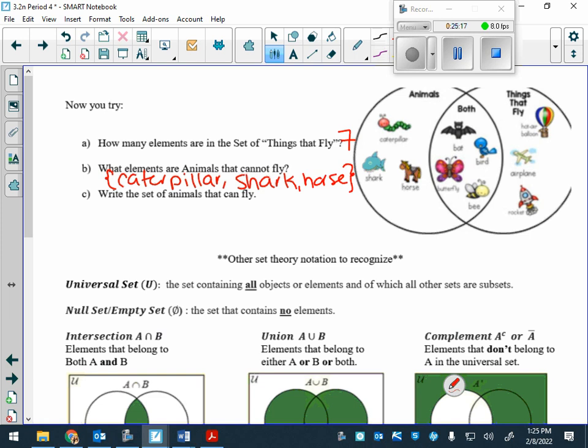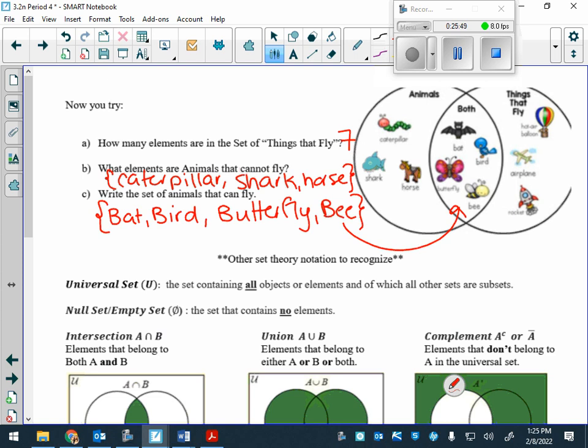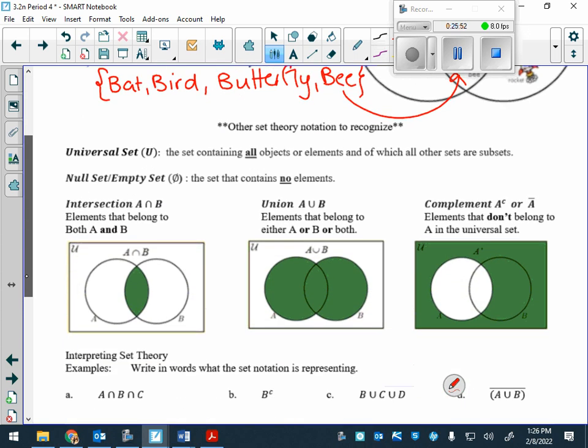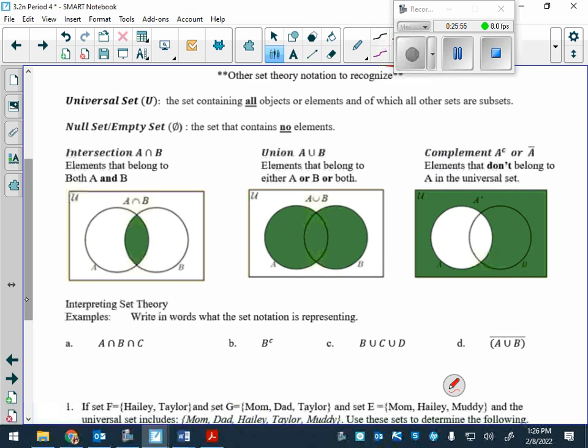Good. Okay. Write the set of animals that can fly. Go ahead, Nolan. What are animals that can fly? Okay. So, the way this was asked, animals that can fly is what they both have in common. Okay? So, some of the notation we will see. U stands for the universal set.